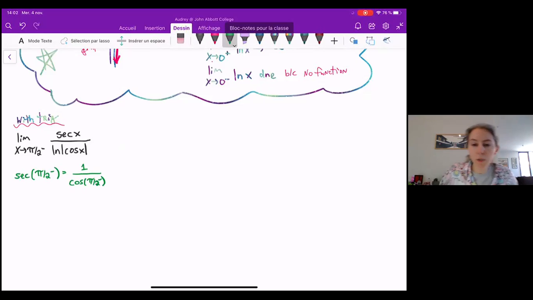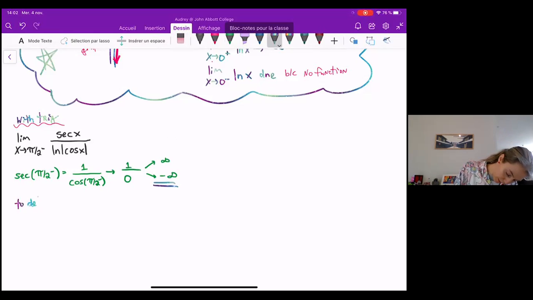Now, cosine of pi over 2 from the left, that we can put into our calculators, but if we put it into our calculators or our brains, we'll see that it actually gives us 0. And we know that that 0 means either infinity or negative infinity. So I have two options for figuring out which one of those two things this is. And it's actually a little bit challenging. So the options to figure this out are A, I could use a graph.